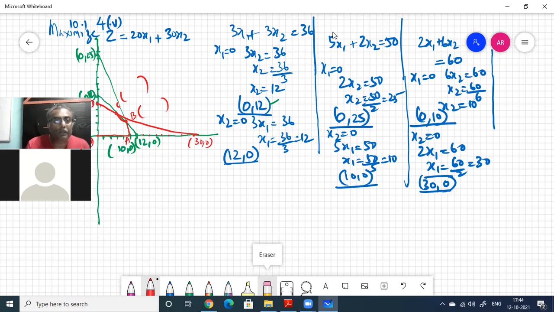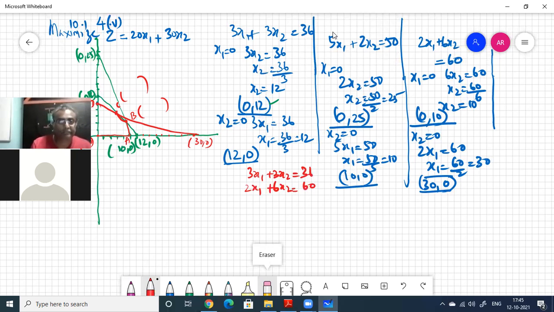Now let us first find out the intersecting point of which line and which line. 0, 12 and 12, 0. The first line will be intersecting with the last line. Okay, that will be point C. First line, 3x1 plus 3x2 is equal to 36, will be intersecting with the last line, 2x1 plus 6x2 equal to 60.